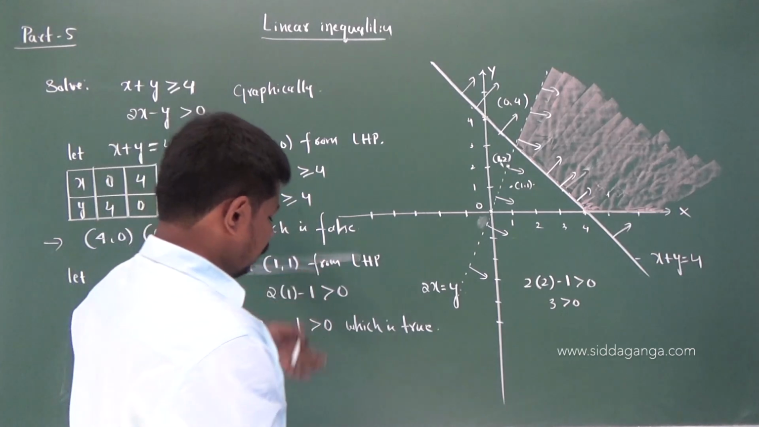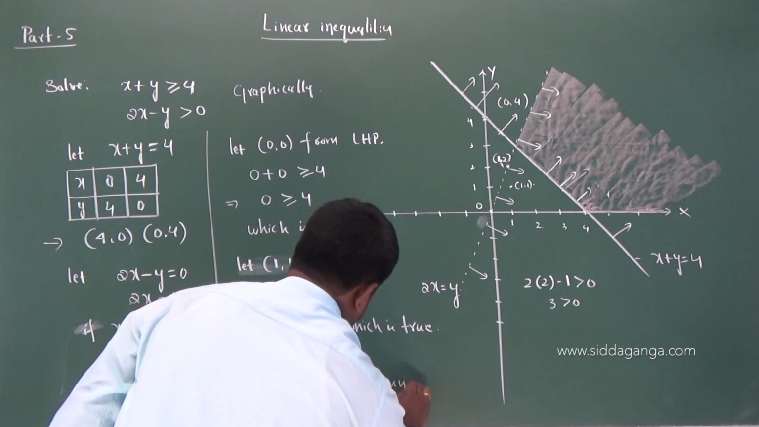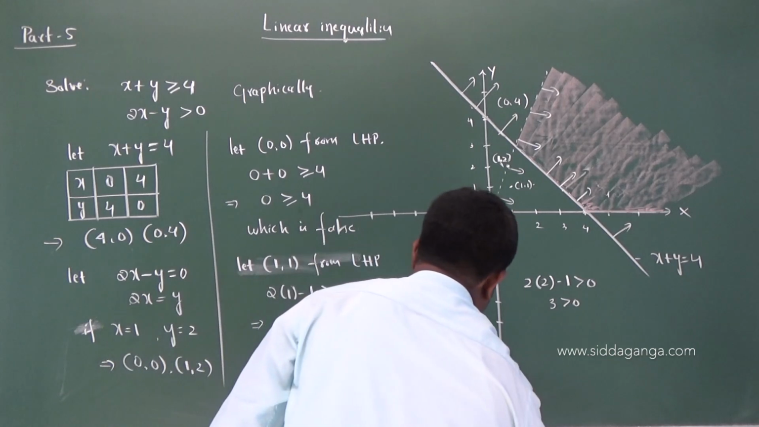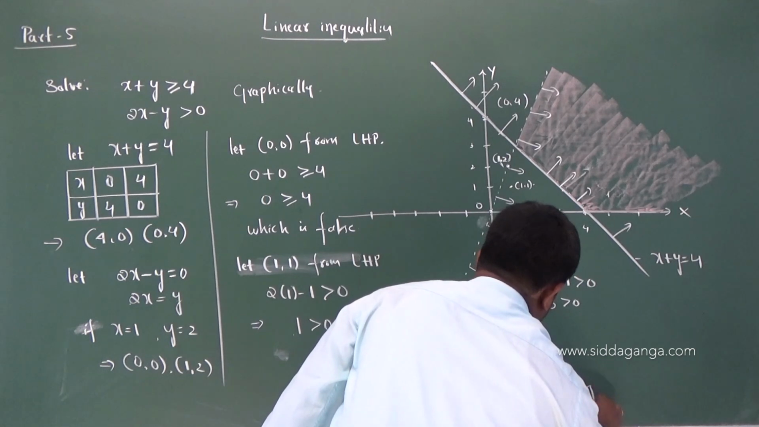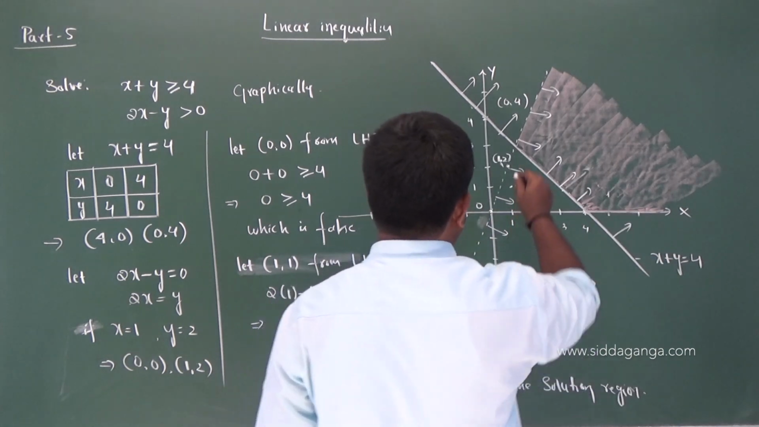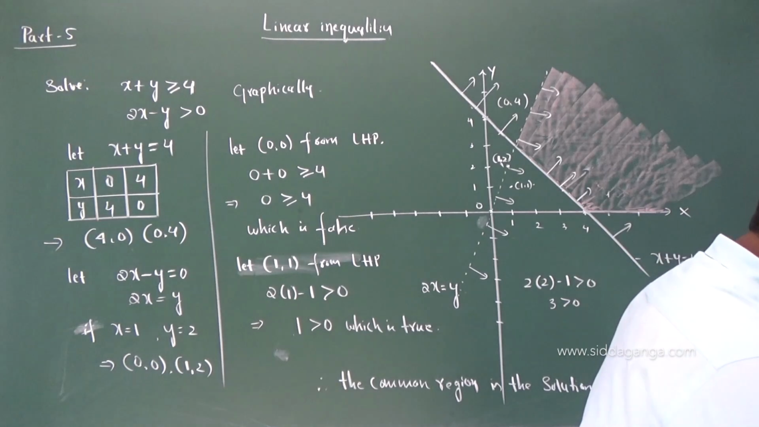At last, therefore, the common region is the required solution region, except the points on this dotted line. Okay, so you can mention that. You can mention the required solution region is the common region, except the points on the dotted line. You can mention that at the end.